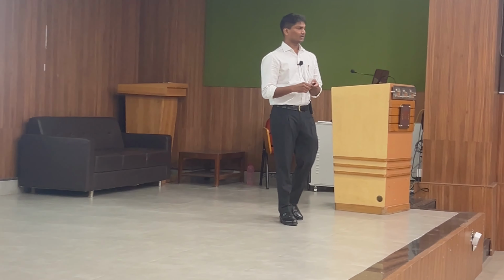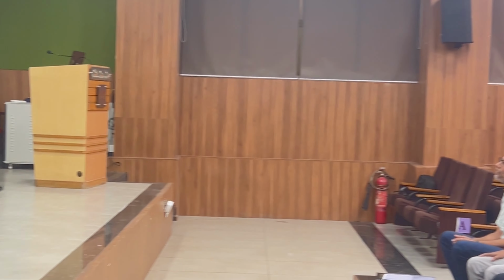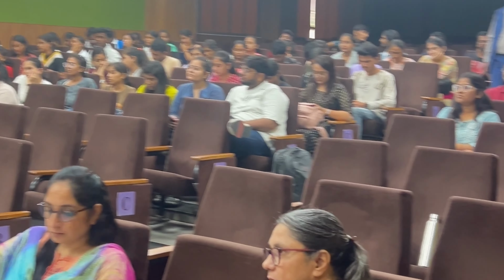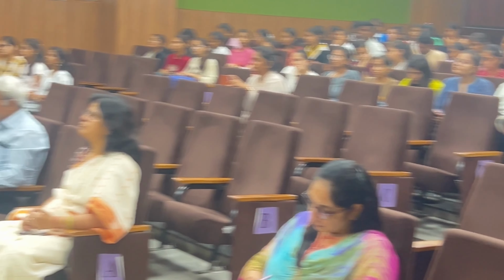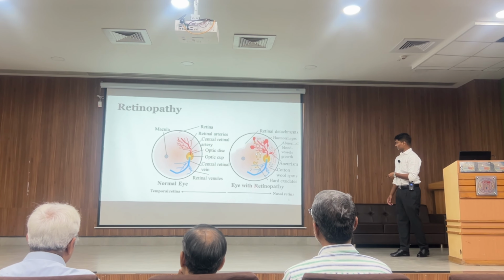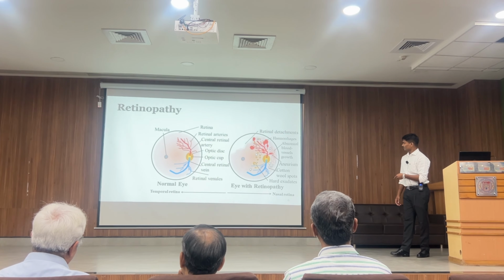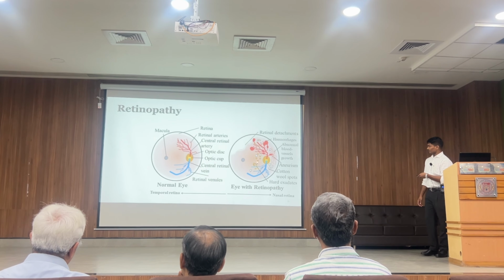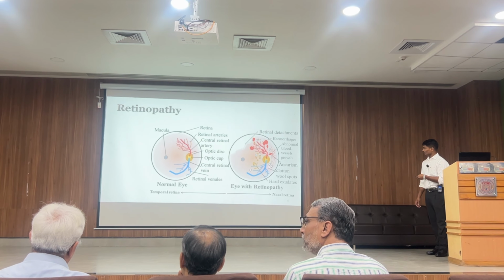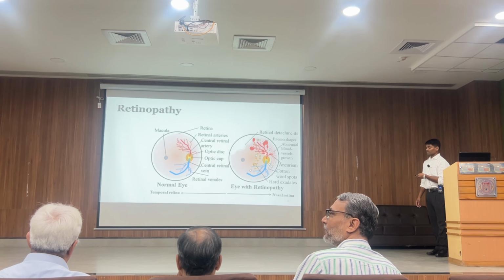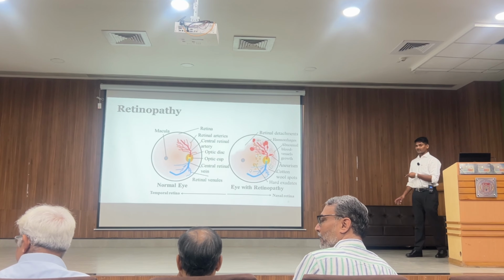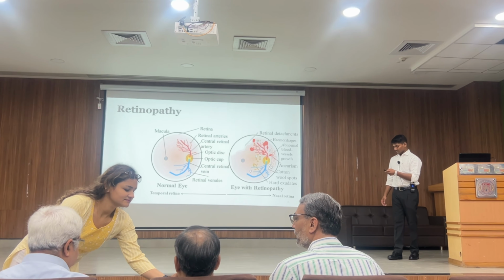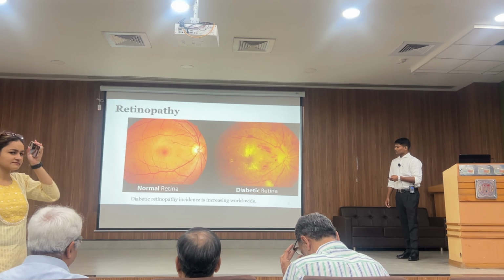For this particular study, we have focused on two types of retinopathy, that is diabetic retinopathy and AMD, that is age-related macular degeneration. From this picture, we can see the comparison of a normal eye with an eye with retinopathy condition. Here we can see degenerated protein, blood hemorrhages, abnormal blood vessel formation and many other things which are not found in the normal retina.